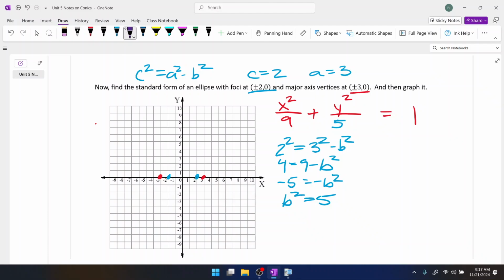And if you notice, the foci and the major axis, they're both x. So that's why we know it's going to end up being this. It's going to look just like this, a little over 2. I wish my drawing skills were more up to par than this, but that looks kind of bad.